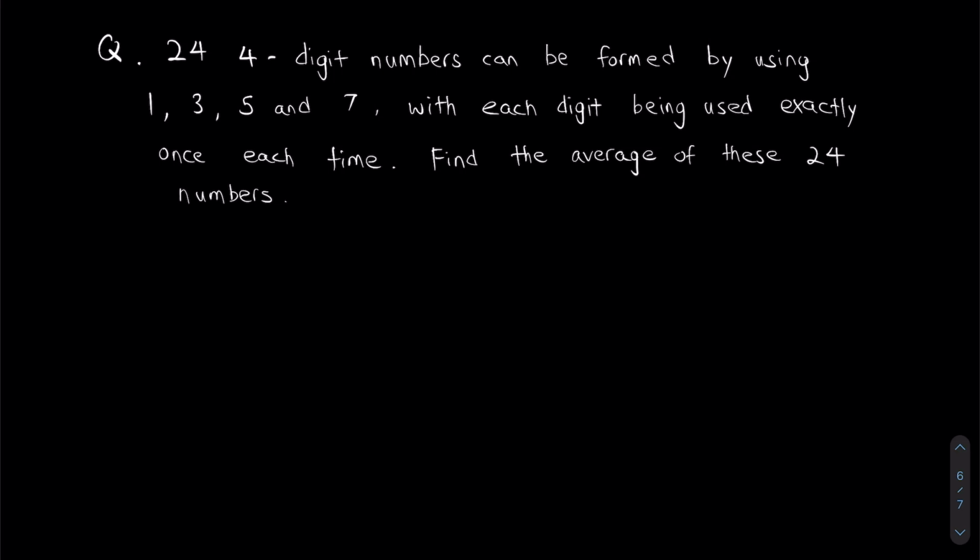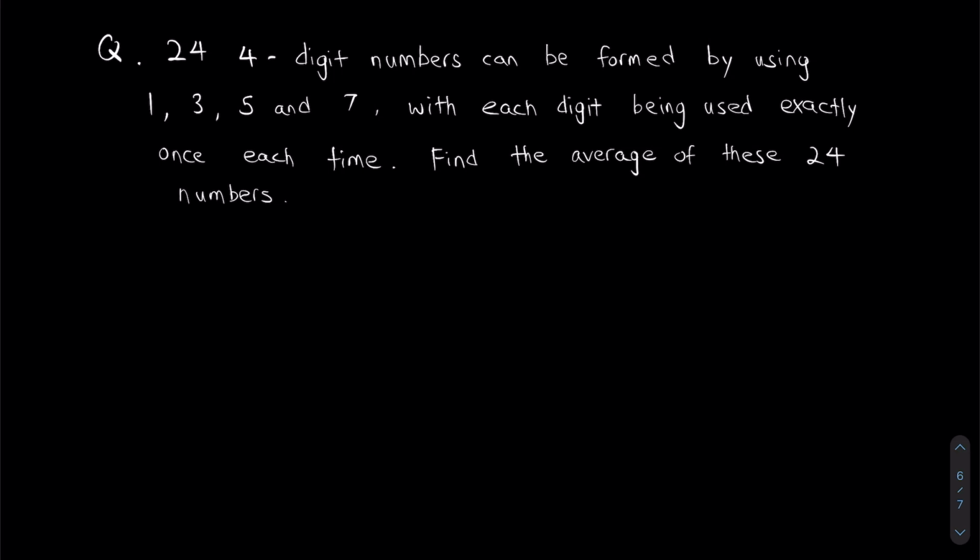So just in case the question's slightly confusing, let's break it down to what it means. Basically, the question is saying, using the numbers 1, 3, 5, and 7, I can form 24 different numbers if in each of those numbers there's no repeats. So for example, I cannot have 3 threes in one number. All the digits must be different within a single number. And we want to find the average of these 24 numbers.